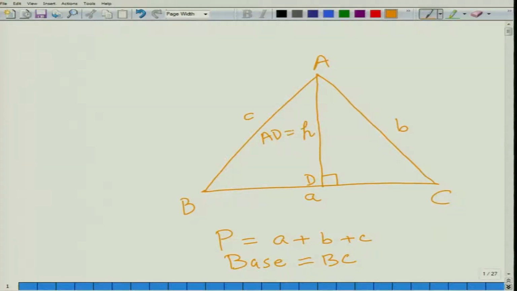So, the area of the triangle ABC would be equal to half of a into h, and you can do this for any of the other sides as well.